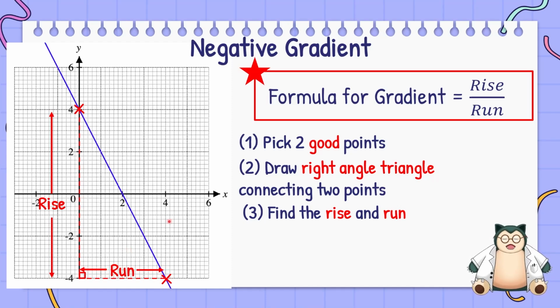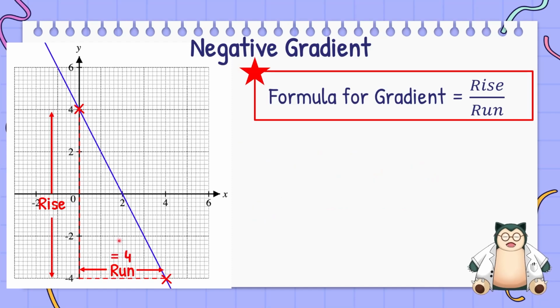So our run is basically 4 units long. Now let's look at our rise. Our rise, we are going from 4 all the way to -4. From 4 to -4, is that an increase or a decrease? Because it is a decrease, our value would then be negative. So in this case, we have a rise of -8 because we go from 4 to -4.